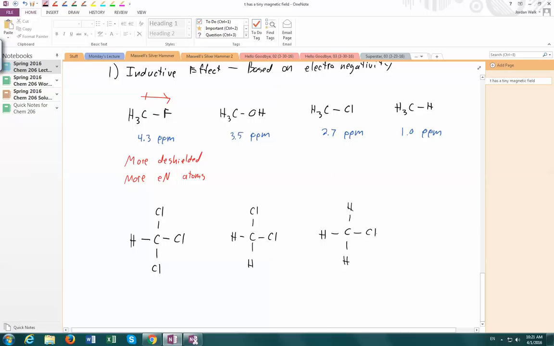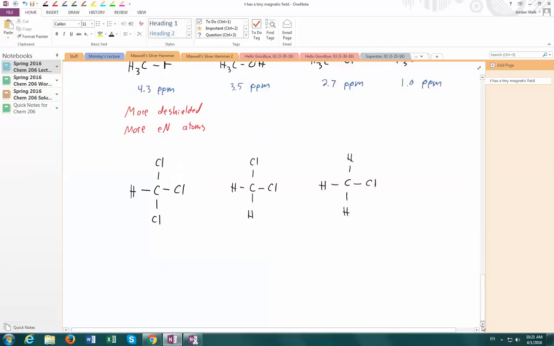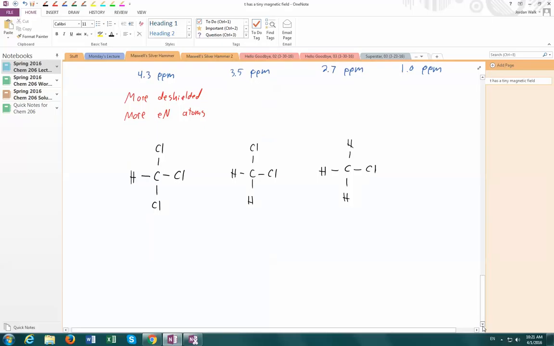And so which protons do you think are going to be the most de-shielded? Again, it's going to be the one on the left, right? Because in the picture on the left, we have 3 electronegative atoms pulling away that electron density. And so, in fact, the shifting that we see in a molecule like chloroform is pretty intense. So this comes in around 7.3 ppm. That's way downfield.